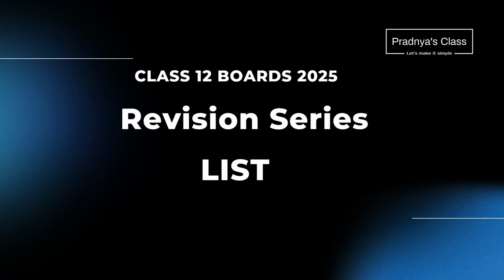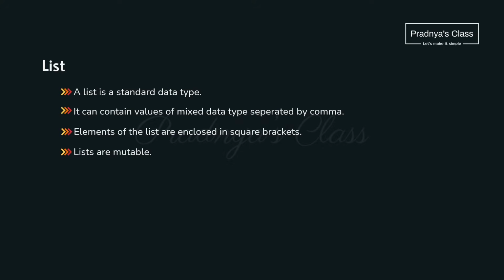In this playlist of revision, we are going to revise list today. List is a very important data type in Python because it is mutable. We can modify the content in place. So throughout the Python portion, we will be using list. Even the data structure stack will be implemented using list. So if you are clear with the list, it is easy to understand stack.